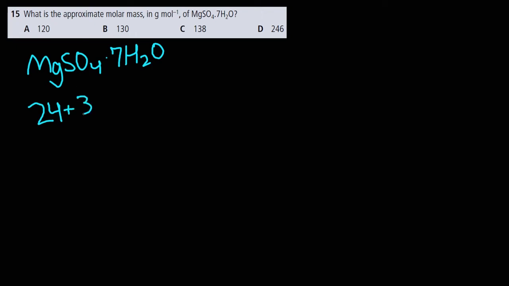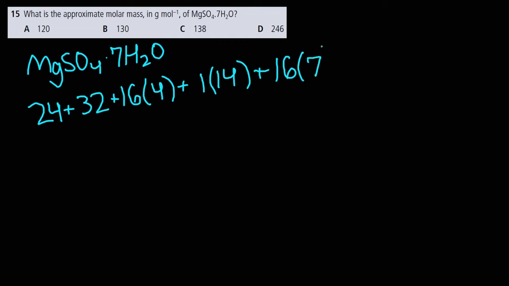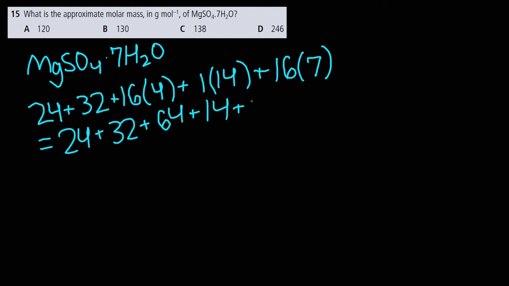Then sulfur is 32. Then it's 4 oxygens, so 16 times 4. And then we have this as well, right here, 7 water. So 7 times 2 hydrogens means 14 hydrogens, which is about, just to stay consistent, we'll do 1 times 14. And then 7 oxygens would be 16 times 7. So now let's simplify all of our multiplication. And we'll get 24 plus 32 plus 64, plus 14 plus 112.